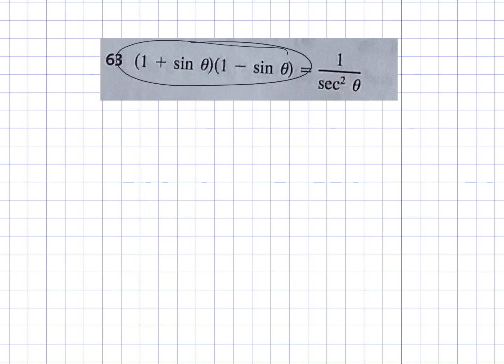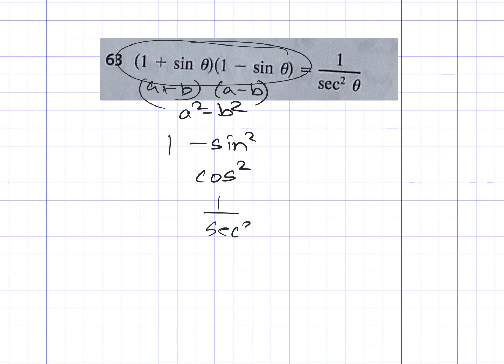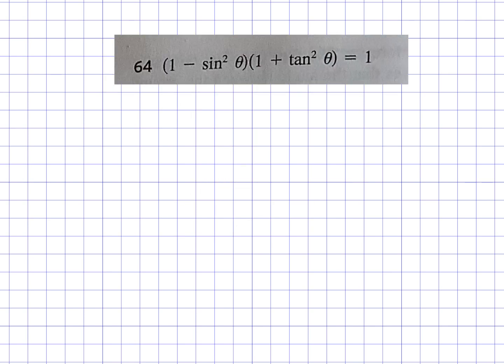Here we have the difference of squares. So a plus b, a minus b is the same thing as a squared minus b squared. So 1 minus sine squared, that's the same thing as cosine squared. Cosine squared is 1 over secant squared. Check. Okay, 64. 1 minus sine squared.